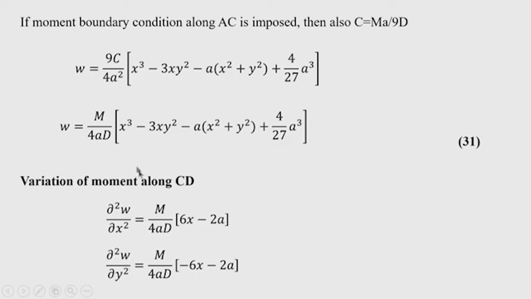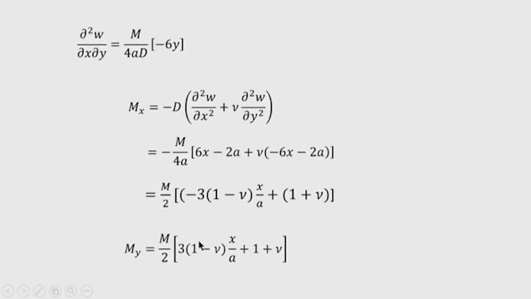Okay. So, taking the second derivative of this expression with respect to x and the second derivative with respect to y, we get these two equations: del square w by del x square equal to M by 4 a D bracket 6 x minus 2 a, and del square w by del y square equal to M divided by 4 a D bracket minus 6 a minus 2 a. Okay. So, bending moment can be written conveniently like that.